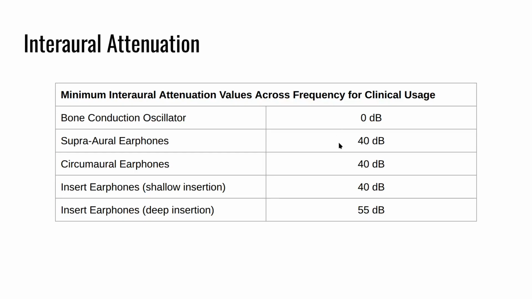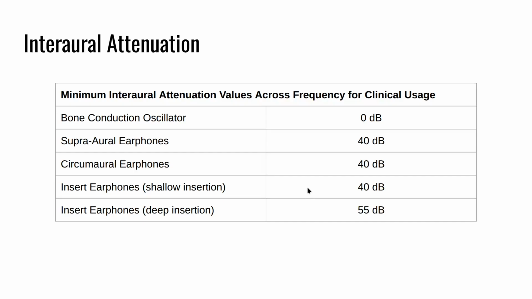The minimum intraoral attenuation value for supraoral earphones and circumoral earphones we will use is 40 dB. Now, in the textbook, they say insert earphones have a minimum intraoral attenuation value of 55 dB. I want to add a caveat to that. That is assuming deep insertion of an insert earphone. If we have shallow insertion of an insert earphone, then our actual intraoral attenuation is closer to 40 dB. Now, for most of the examples we'll be using, we're going to assume deep insertion of an insert earphone. But clinically, you should not always assume that.